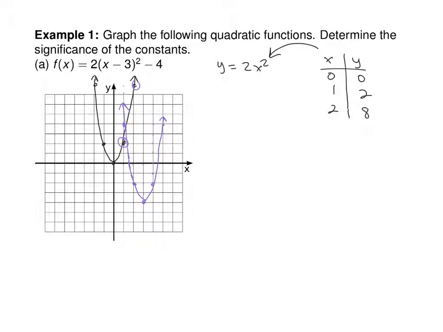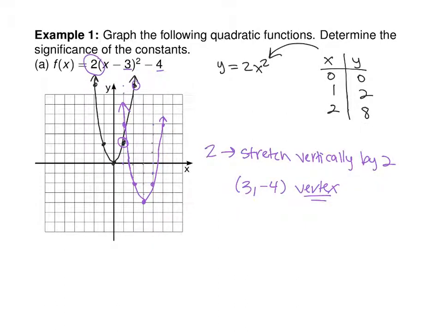So it says I want you to determine the significance of the constants. So what does the 2 in front tell you? So a stretch, S-T-R-E-T-C-H, vertically by 2. Okay. What does the 3 and the 4 tell you? 3 is right, 4 is down. It tells you to go right 3 and down 4. This point 3 comma negative 4, that's a point called the vertex. All parabolas have it, it is the highest or lowest point in the parabola.